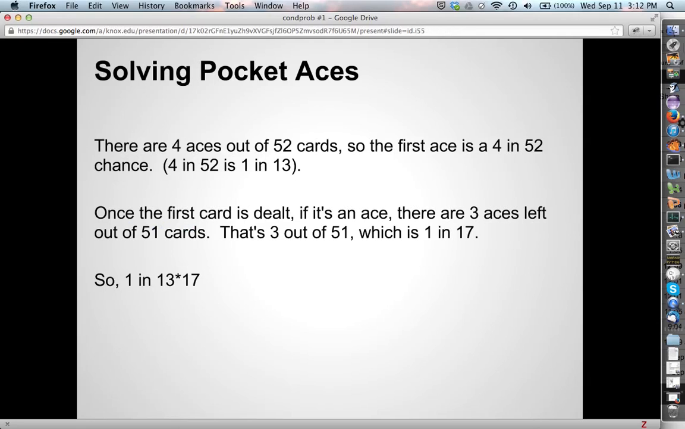There are 4 aces out of 52 cards. So the chance that you get an ace on the first card is 4 in 52, and if you do the division, that's 1 in 13. Now, once that first card is dealt, if it's an ace, there are 3 aces left, and only 51 cards left. 3 out of 51 is 1 in 17. So the chance of both of those events happening is 1 in 13 for the first one, and then if that happens, 1 in 17 for the second one. So that's where we get 1 in 13 times 17. So that's another joint probability question.